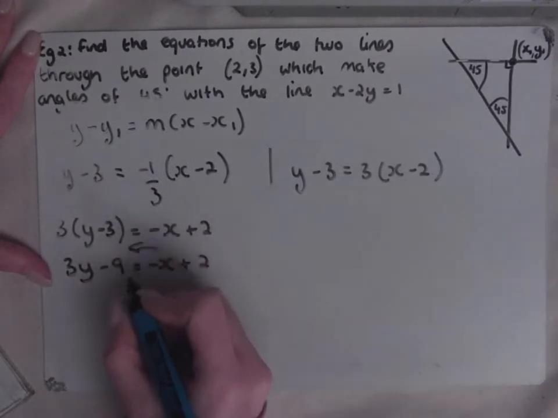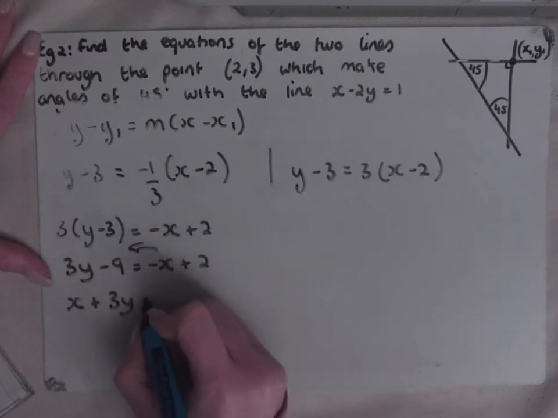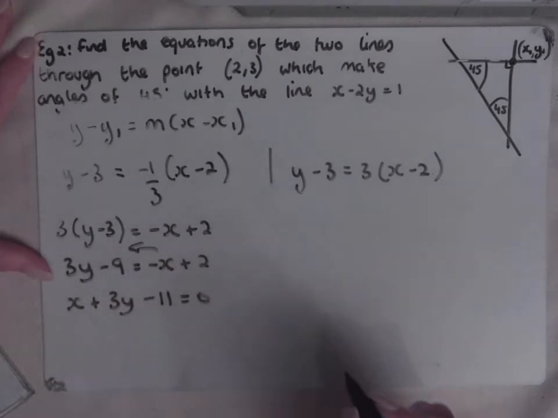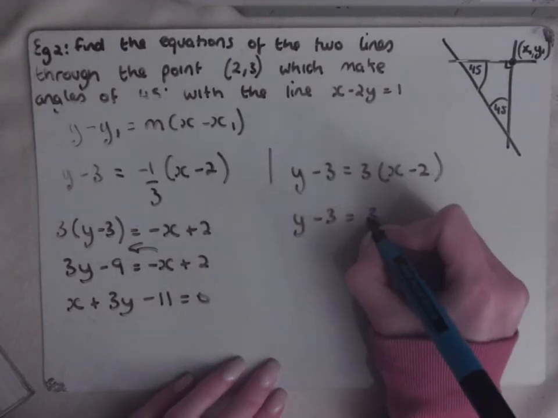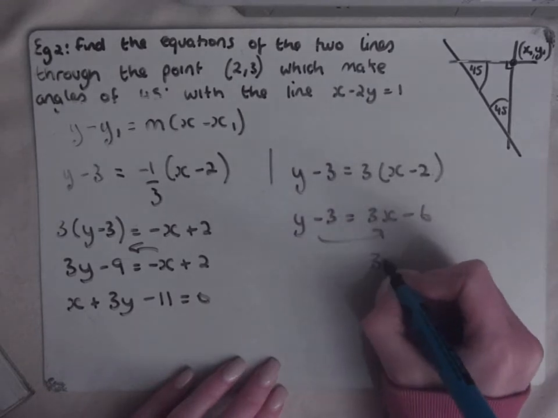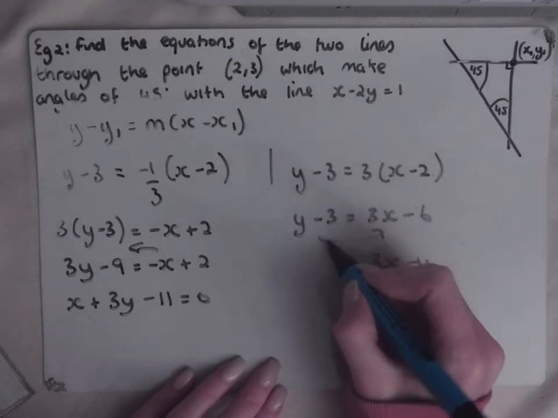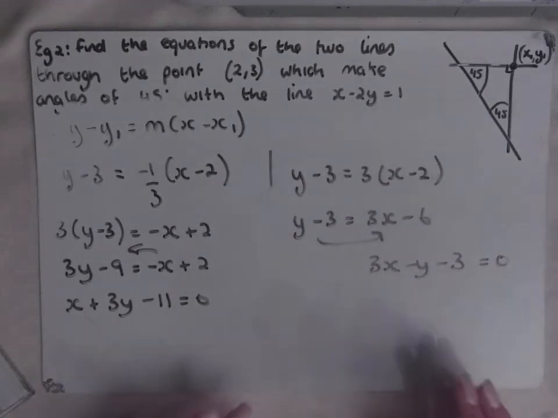I'm just going to bring everything to one side. x plus 3y minus 9 minus 2 is minus 11 equals 0. There's my first equation. And here, 3x minus 6. And again, bring everything to one side. Minus y. Minus 3 comes over, becomes plus 3. So there's my second equation: 3x minus y minus 3 equals 0.